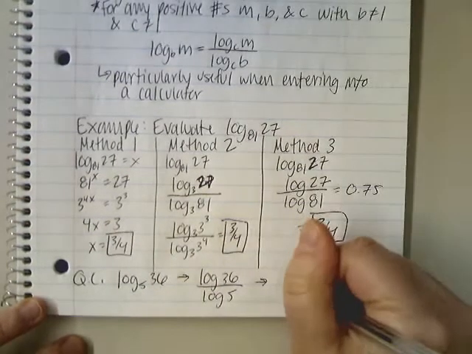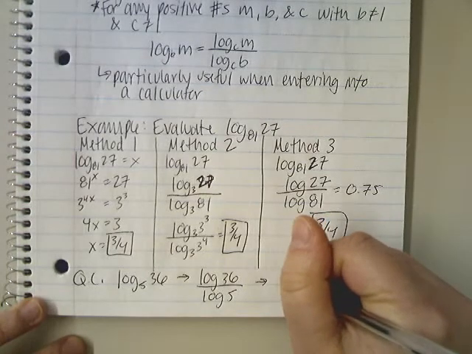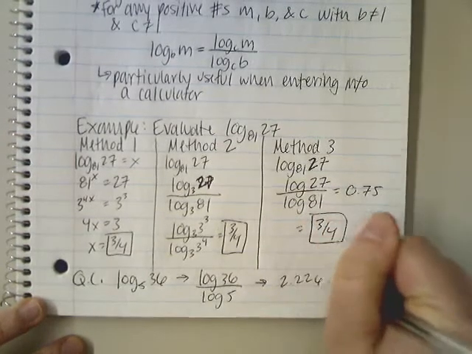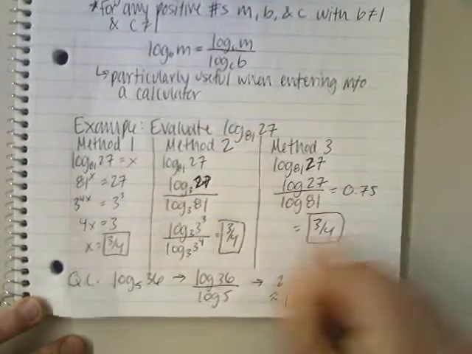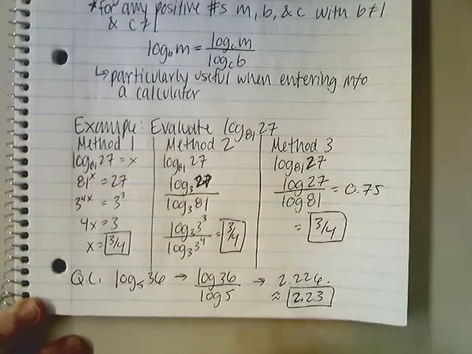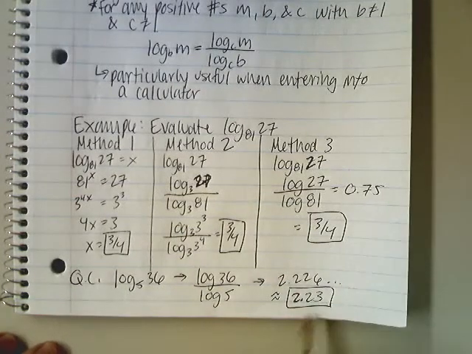If I plug that into my calculator, I get approximately 2.226 and so on, which rounds to approximately 2.23. And that would be my answer for that log. So again, especially when it doesn't work out with pretty numbers, this is a great method to use to solve on a calculator.